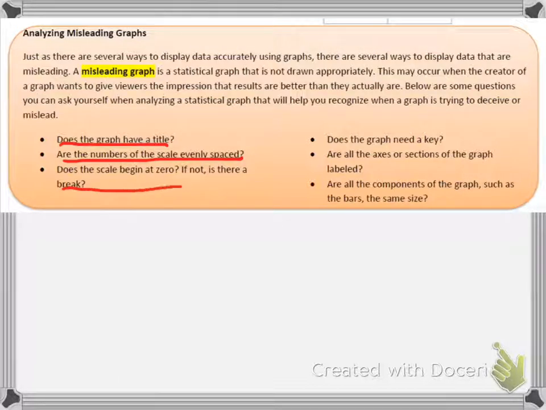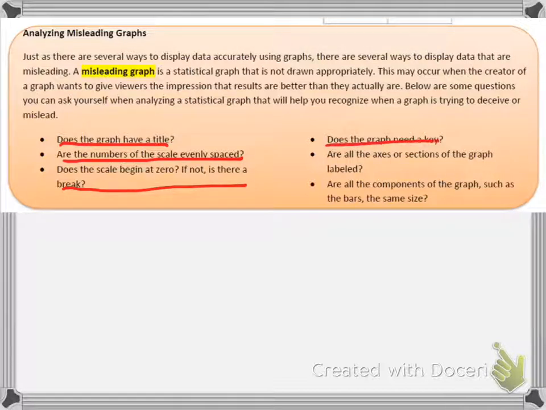Does a scale begin at 0? Now, they also say, is there a break? If there is a break, the creator is still trying to be more honest, but if it doesn't start at 0, they may still be trying to imply some results are bigger than what they are.